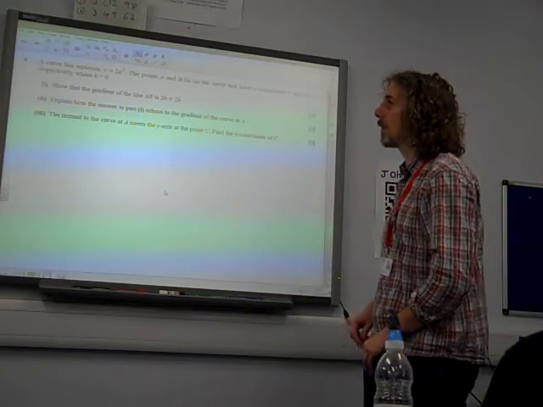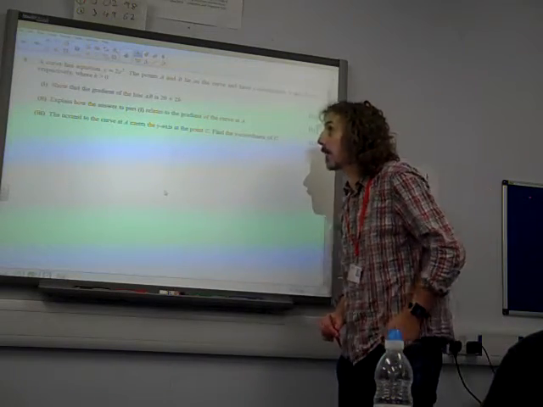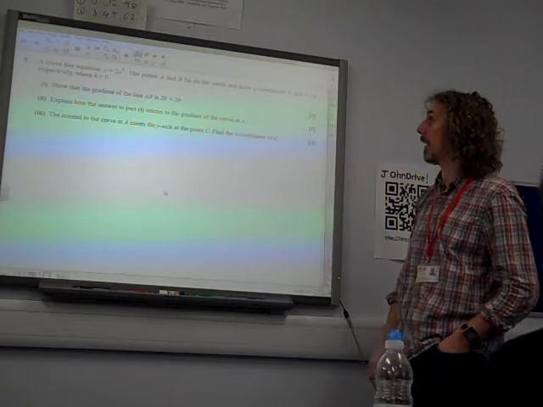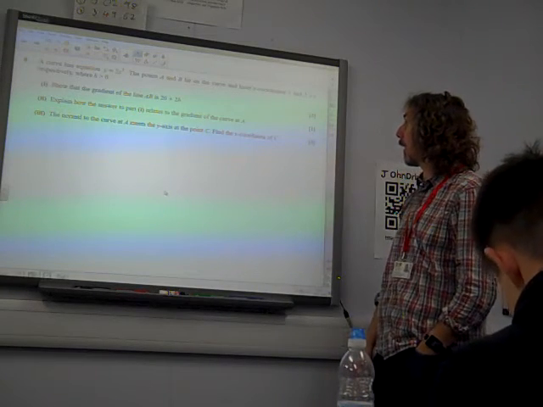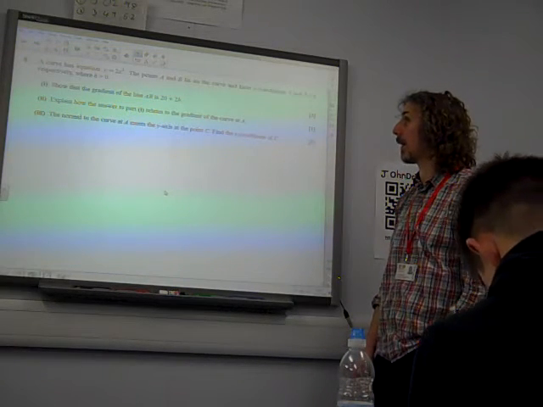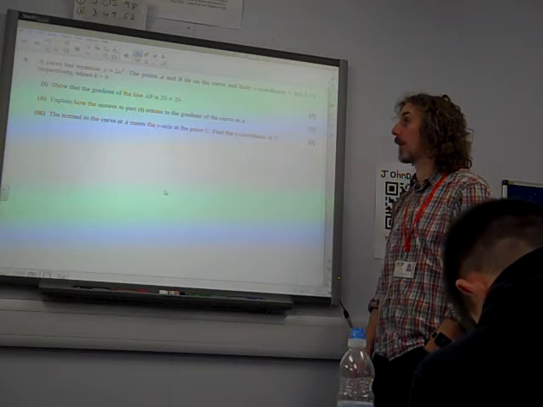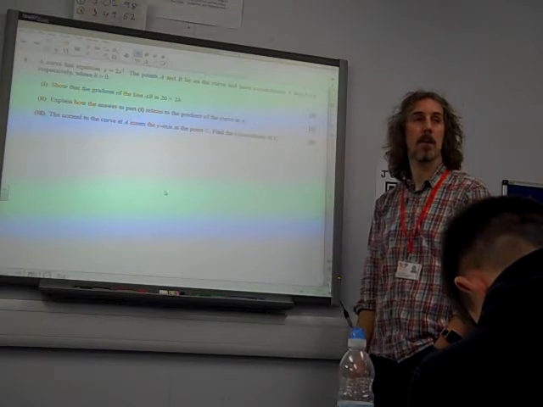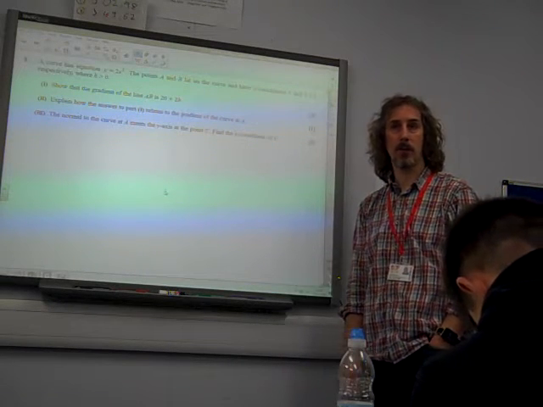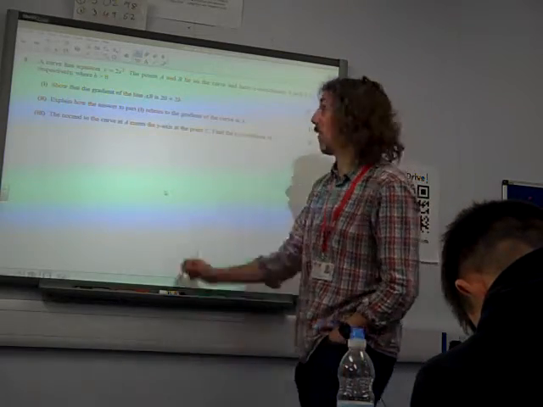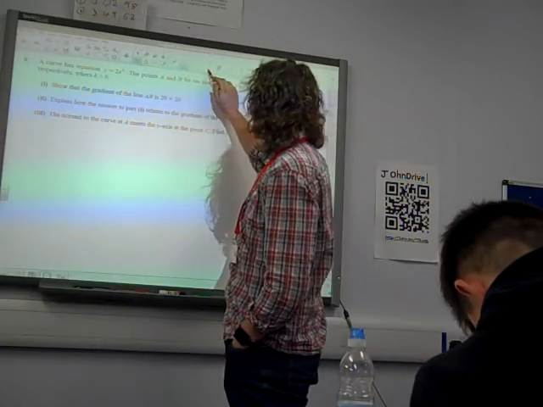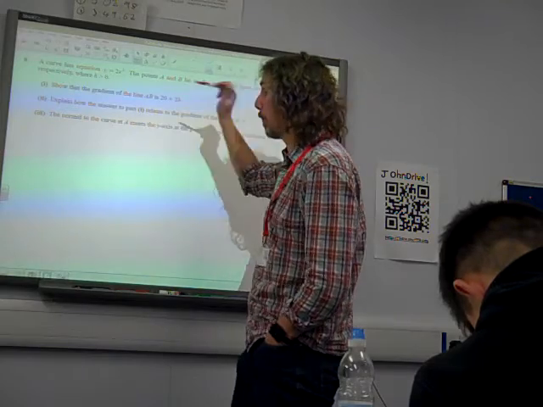Great. So question 8. A curve has equation y equals 2x squared. Points A and B lie on the curve with x coordinates 5 and 5 plus h respectively. Show that the gradient of the line AB is 20 plus 2h. It's not differentiation, it's just the gradient of the line between 2 points.